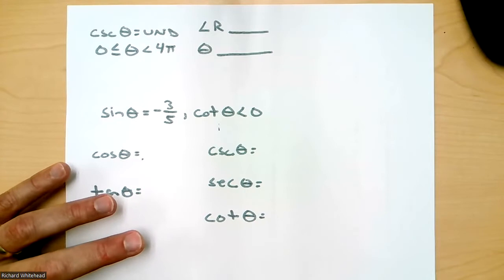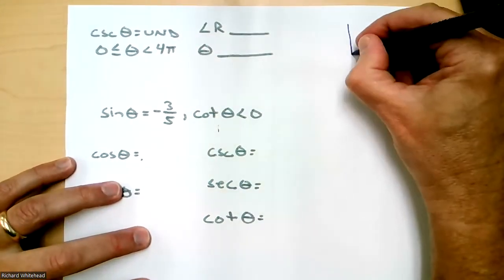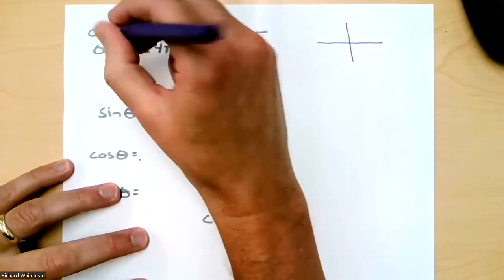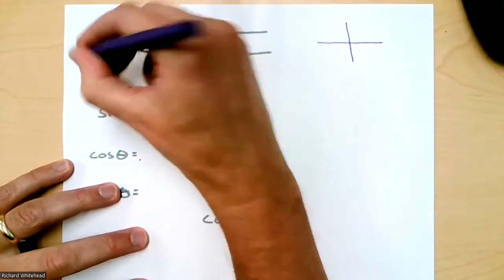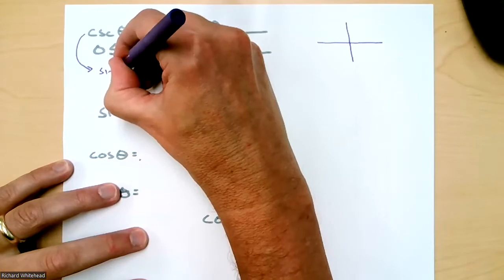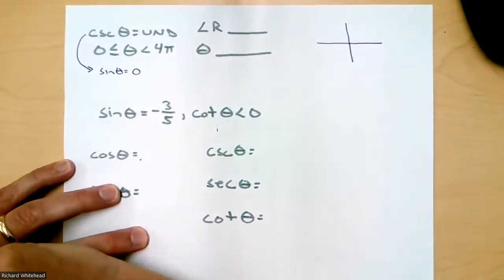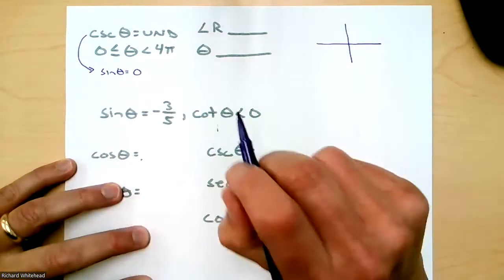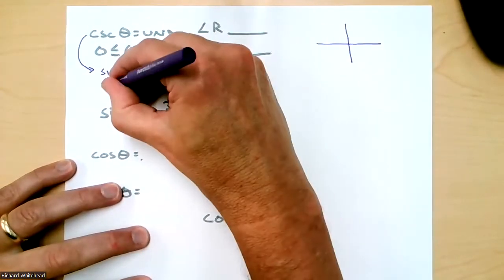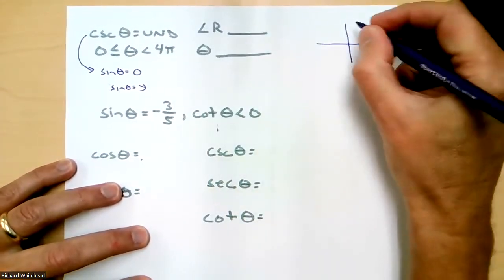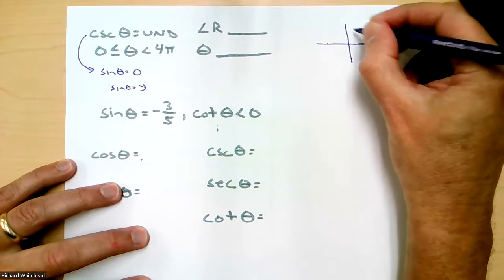Cosecant's undefined. So hopefully we're going to say to ourselves, cosecant is a reciprocal of sine. If cosecant's undefined, that means sine must be 0. The reciprocal of 0 is undefined. So when is sine 0? Well, sine is equal to y on the unit circle. So when is y equal to 0?